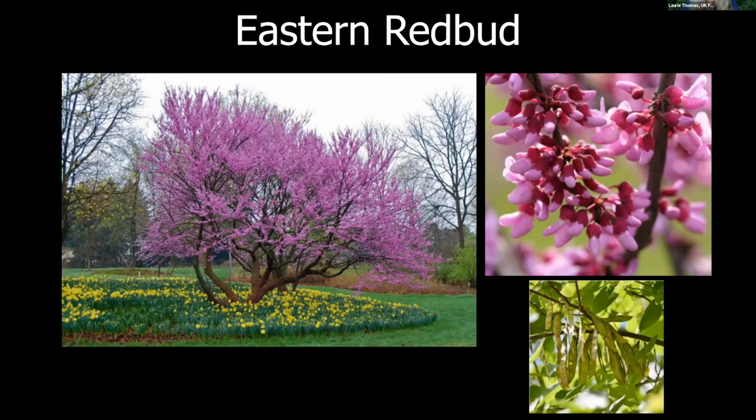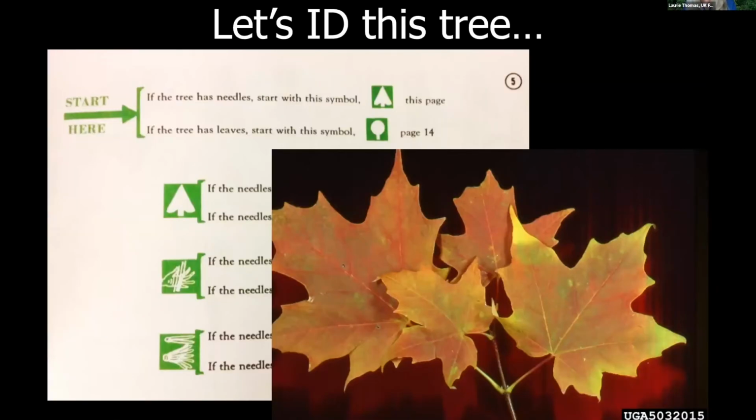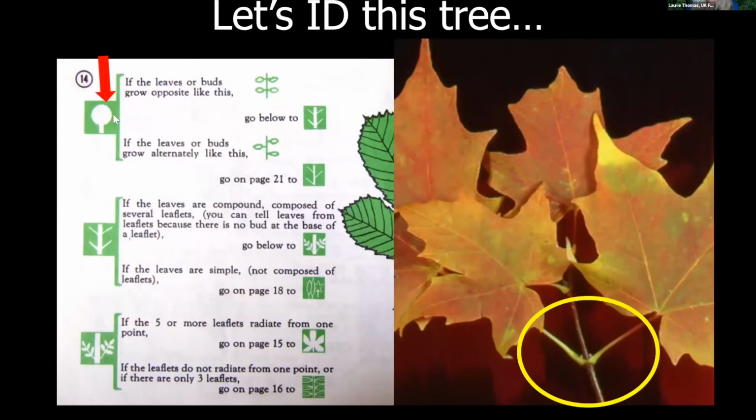See, I wouldn't say it's easy, but this is manageable, using a tool to help you identify trees. So let's try one more. Let's ID this tree. We may know what it is, but let's go through our key and see what we've got. This is good practice. It asks if the tree has leaves or does it have needles? Well, we know this is a nice broad leaf. We're going to take that symbol again over to page 14, and it's the top bracket.